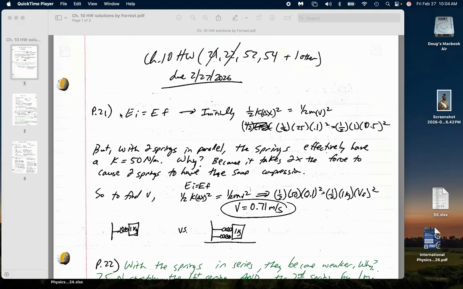for 21, we had a spring that had a spring constant of 25 newtons per meter. It was compressed 0.1 meters.